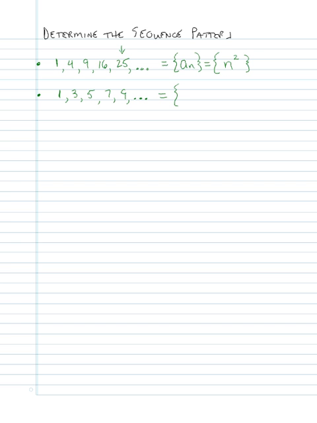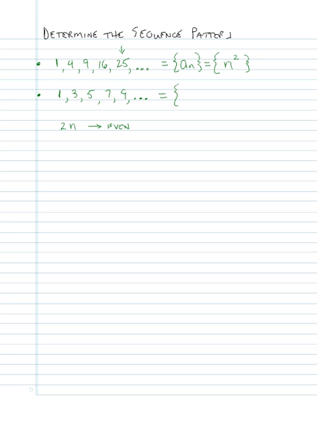Now, let me first remind you that if we take any integer n and we multiply it by 2, then that's going to be even. If you take an integer, whether that integer is 5, 2 times 5 is 10, or if that integer is 11, 2 times 11 is 22, or even if that integer is even to begin with, 2 times 20 is 40. 2 times an integer is going to be an even number.